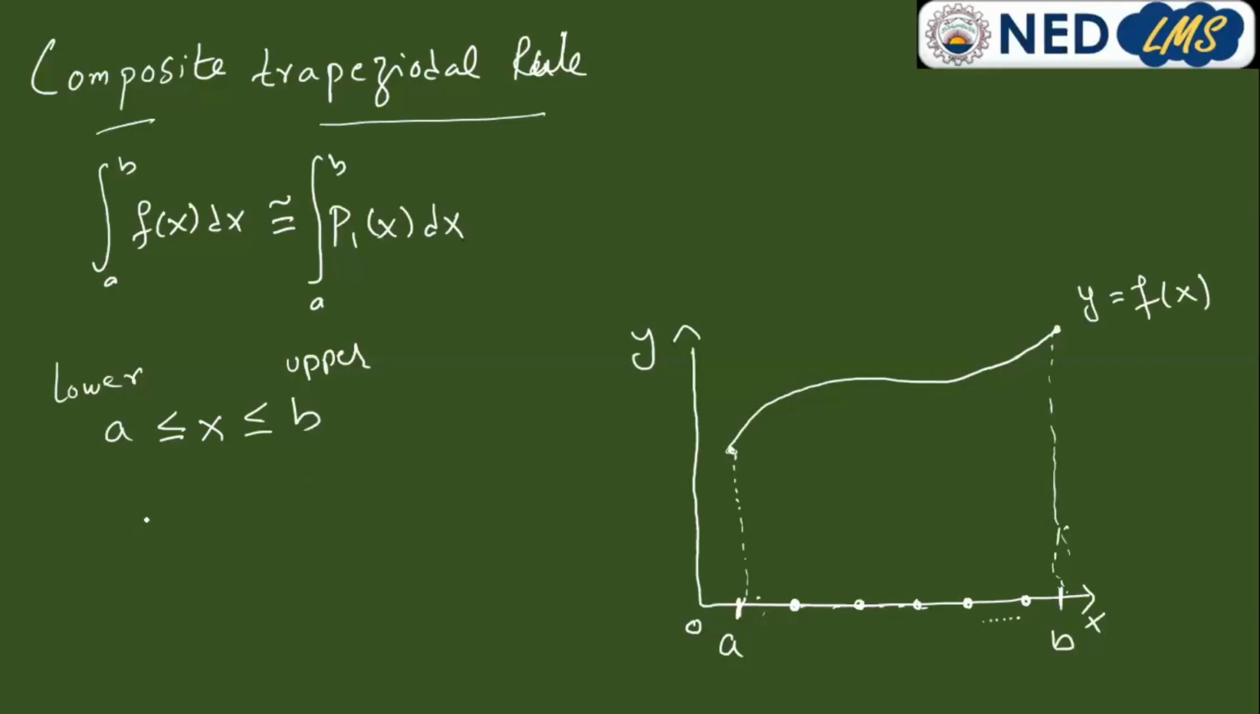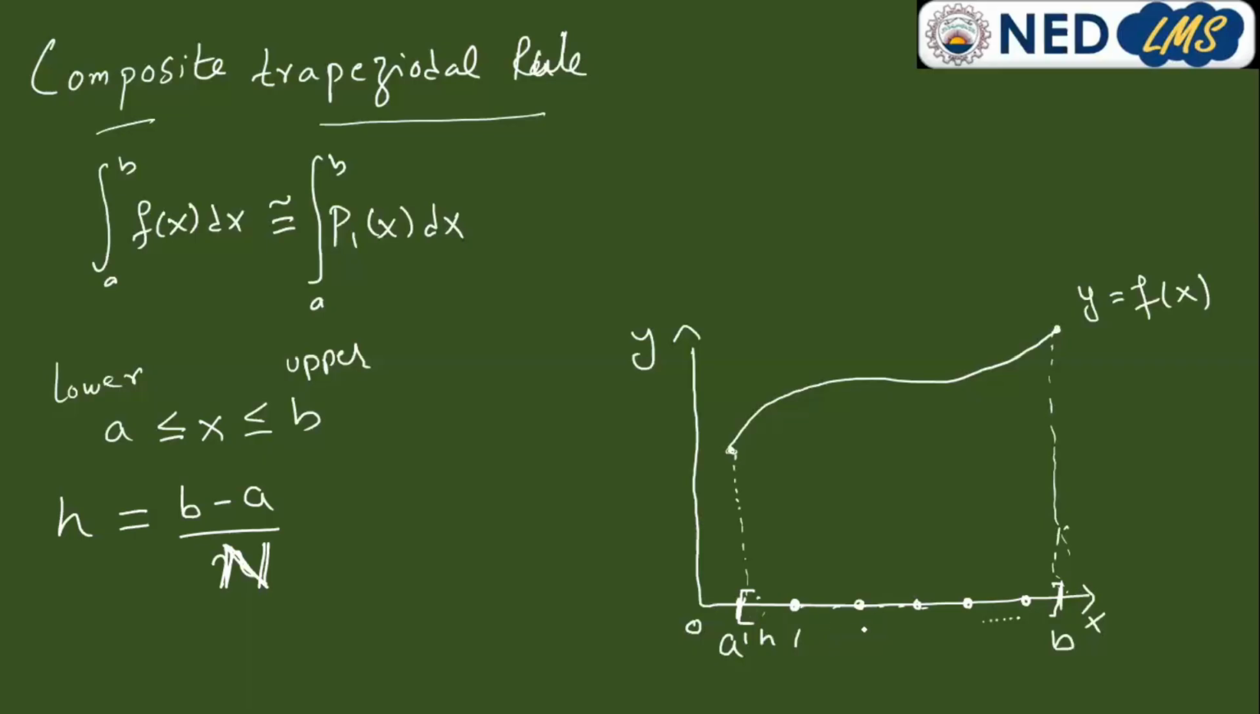Okay, so n intervals. This is one interval, and the length of each interval is calculated by this formula. B minus A, this is the total length from there to there, and if I divide it into N pieces, this will give me the length of each interval. So the length of each interval is h. There is one interval from A to B, and I divided that interval into small pieces. So this length from there to there is h.